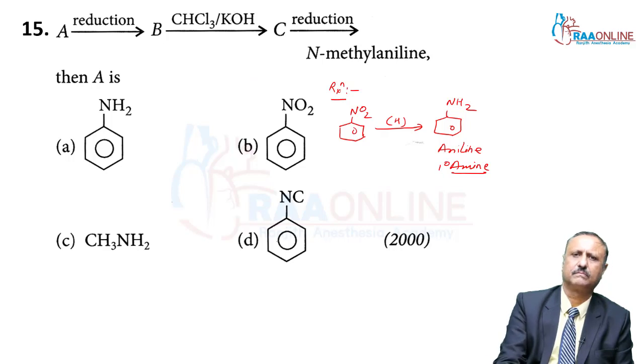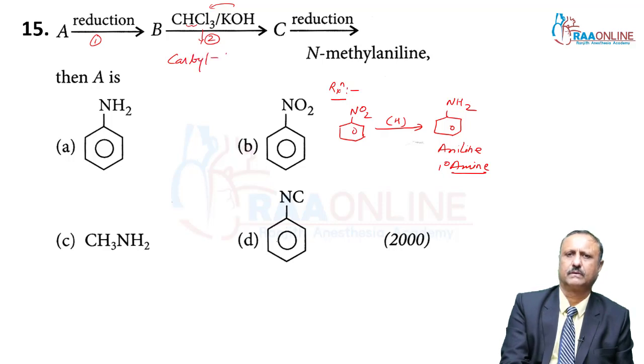Now, my dear students, here KOH is used with chloroform. In the Hofmann bromamide reaction, KOH is used with bromine or chlorine, but here you can see chloroform in the second part, and when chloroform is used with KOH, it is called the carbylamine reaction, not the Hofmann bromamide reaction, because in the Hofmann bromamide reaction KOH is used with chlorine or bromine. It is called the carbylamine reaction.